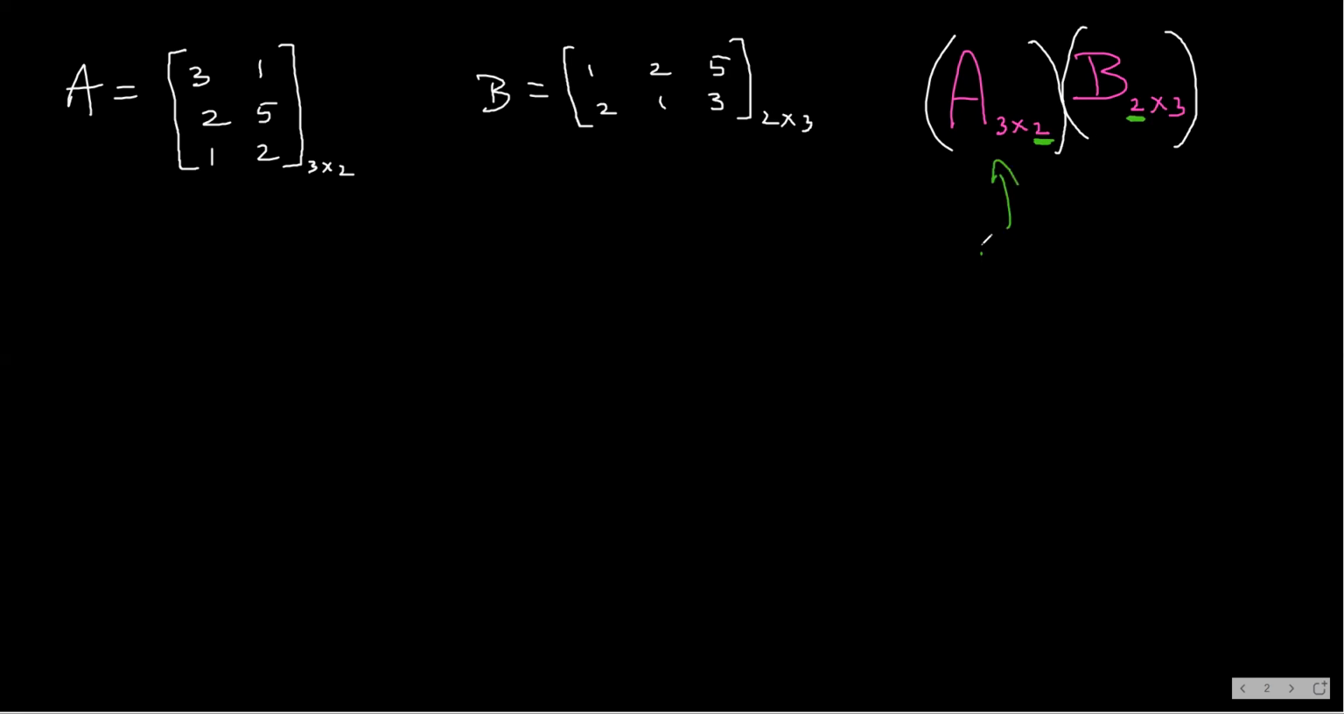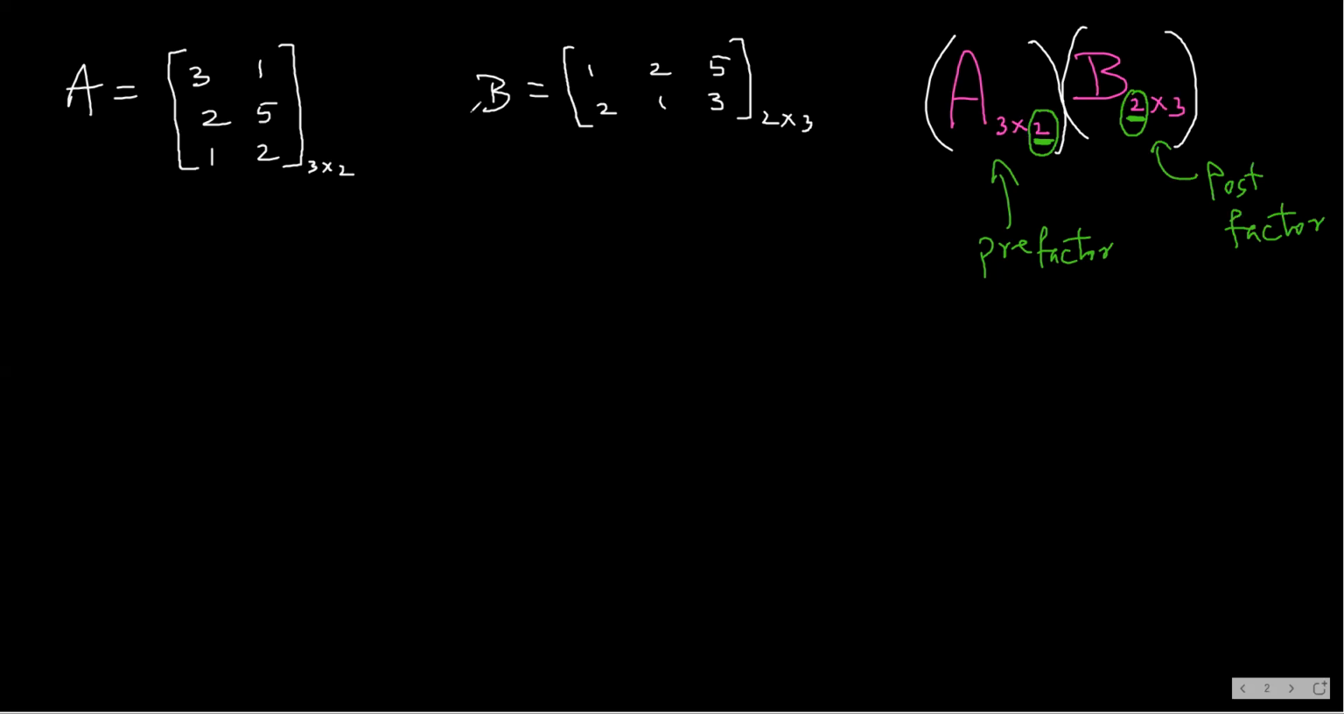This is the pre-factor matrix. This is the post-factor matrix. The condition is that the number of columns in the pre-factor should be equal to the number of rows in the post-factor. If they are equal, you can get the product. This way I can get AB.